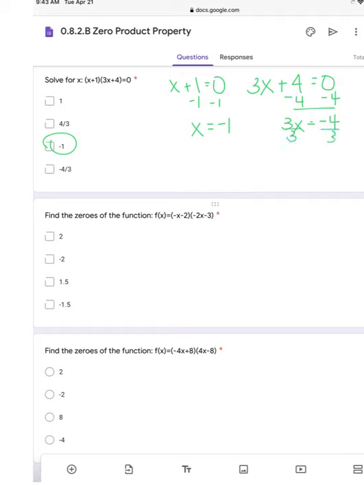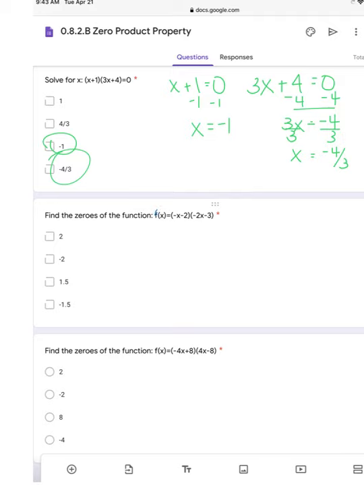Second one is going to be a fraction. Or, I mean, you could write that as a decimal, I suppose. I left them as fractions, negative 4/3. All right, so if you have any questions so far, make sure you post them. Let's look at the next one.